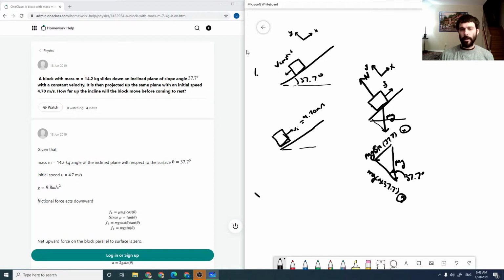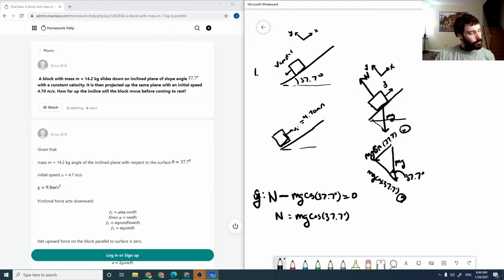So looking in the x hat direction, or actually, sorry, looking in the y hat direction, we've got our normal force minus our mg cosine of 37.7 is equal to 0. So then our normal is mg cosine of 37.7 degrees.